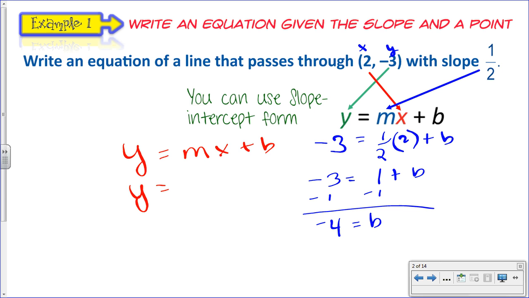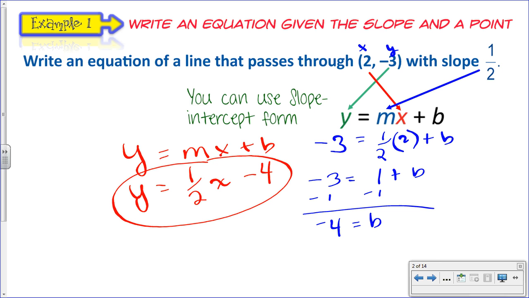Leave y blank. What would I put for the slope? 1/2. Good. Leave x blank. Now, what would I put for the b? -4. This is my answer, right here. Now, have I written an equation? Is it going to satisfy this ordered pair with the slope that's given?